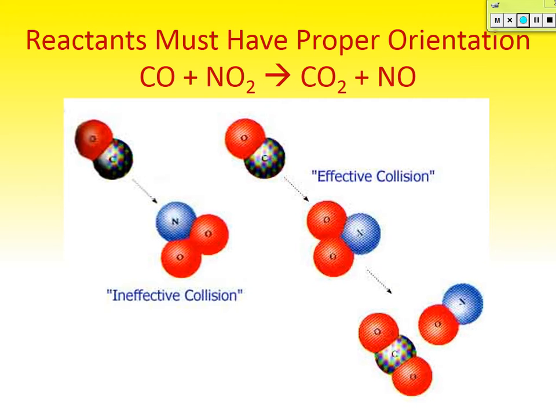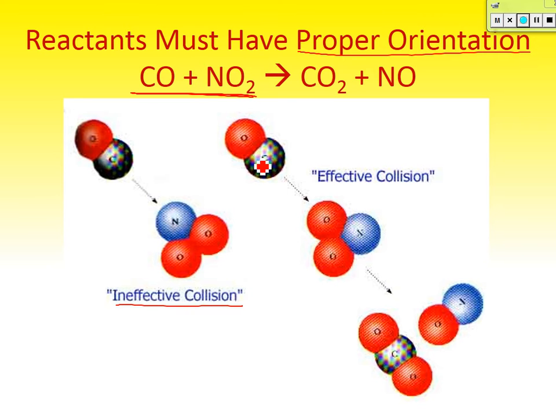Here's another slide that builds on that idea of having proper orientation. If we're looking at this chemical reaction, we've got carbon monoxide plus nitrogen dioxide goes to carbon dioxide plus nitrogen monoxide. So here are my reactants, on the left side of the arrow. This is carbon monoxide, and my nitrogen dioxide is right here. If you look at this collision, if the nitrogen was to hit the carbon, that's an ineffective collision. They're not colliding with the proper orientation.